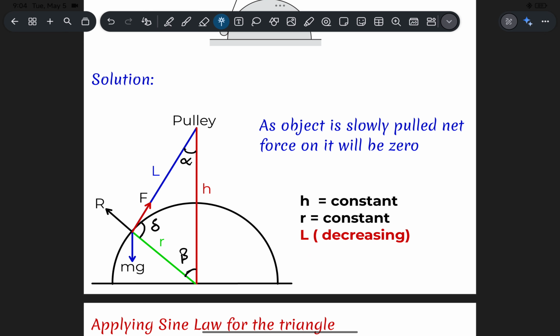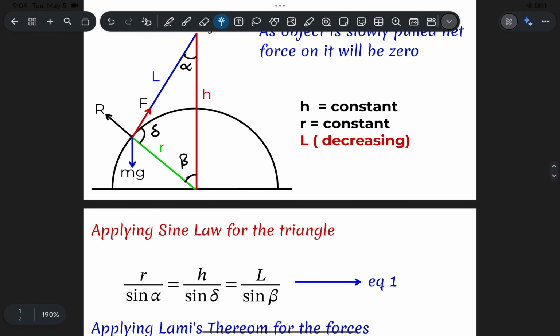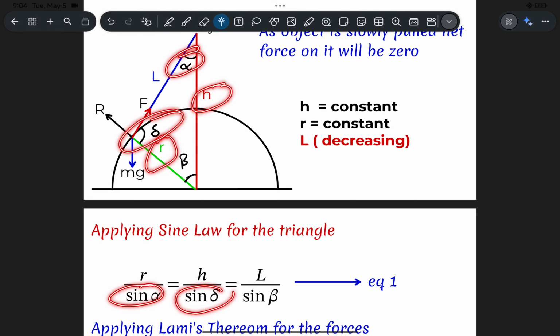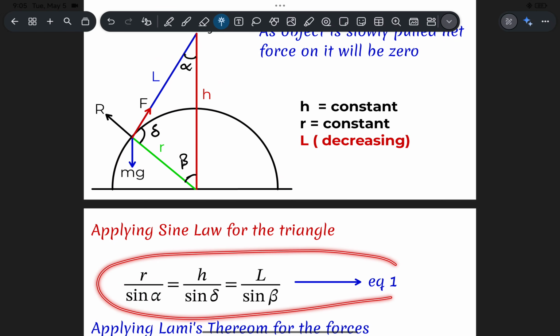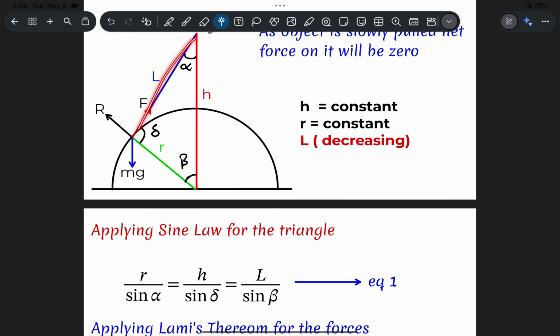Now I want to apply the sine law for this triangle. Okay. So it's just r by sine of the opposite angle, which is sine alpha. Next, h by sine of the opposite angle, which is sine delta, and L by sine of the opposite angle, sine beta. So I just named this equation 1, using the sine law for the geometric triangle that is formed here.